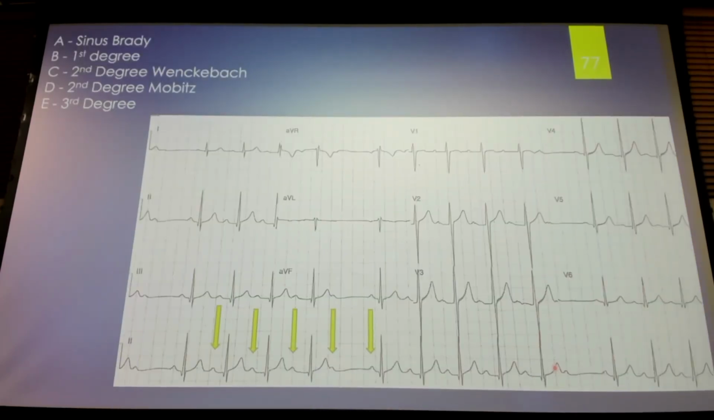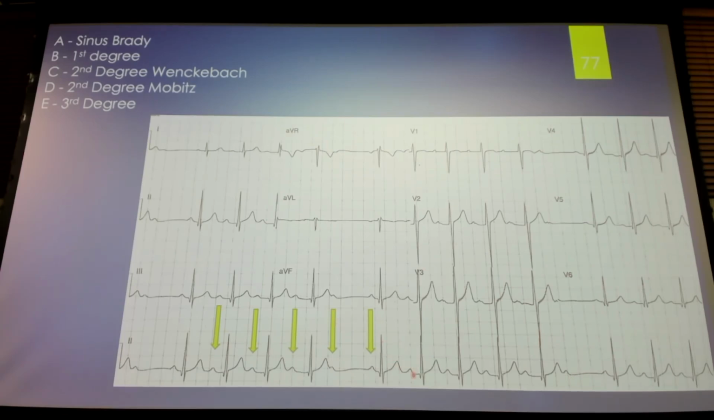Okay, what about this one? Look at our PR interval here, PR interval here, PR interval here. And then we've got a P, but we have no QRS complex. What do we think is going on here? Second degree block, it's a Wenckebach. Longer, longer, longer, drop, must be a Wenckebach.